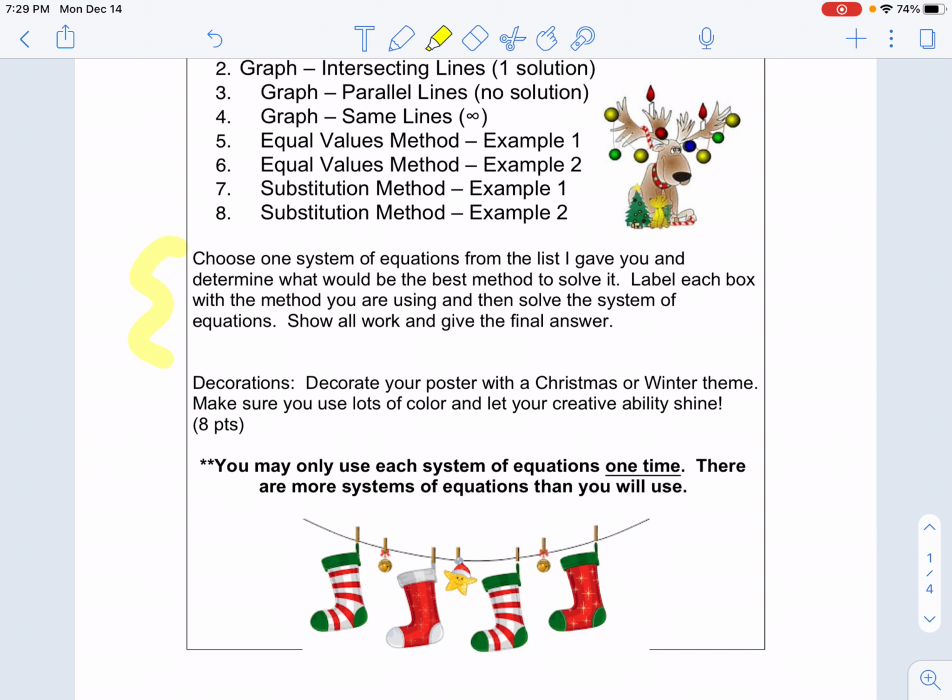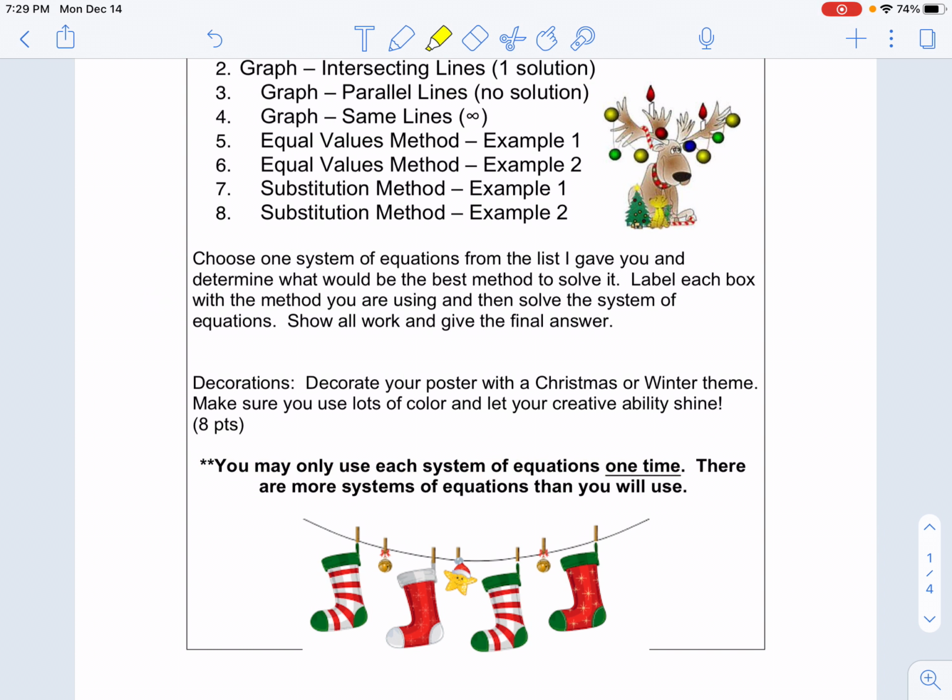You may only use each system of equation 1 time. That's very important. Once you use a system of equations, you can't use it again in another box. Every box will have its own unique system. There are more systems of equation than you will use.